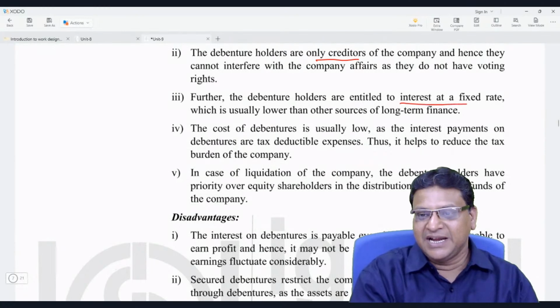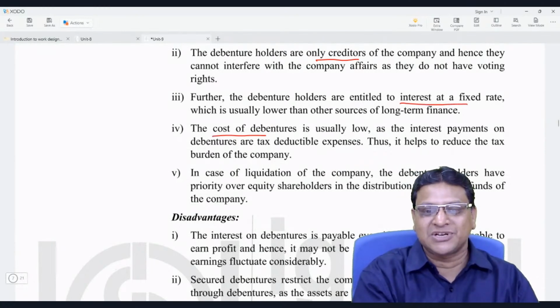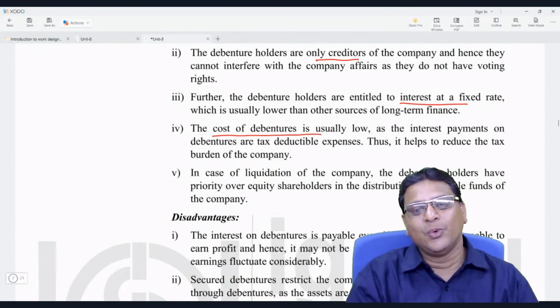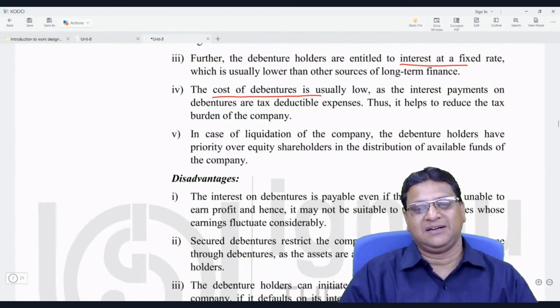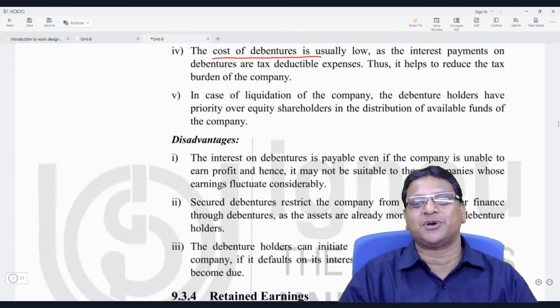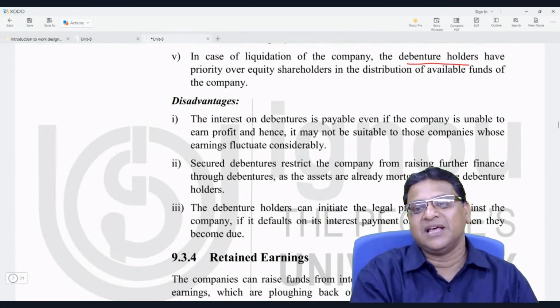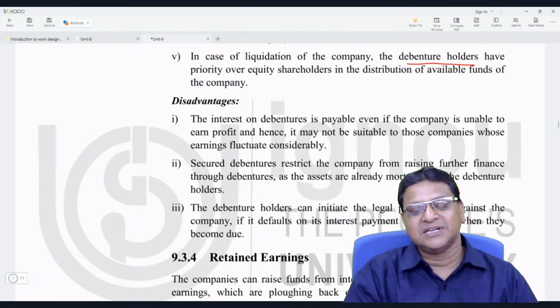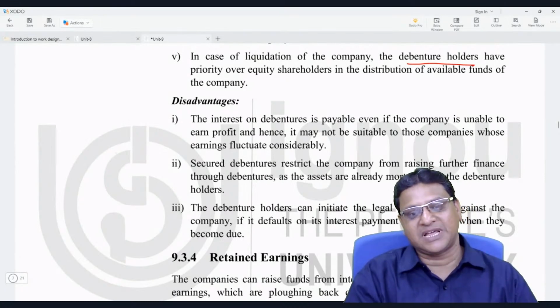The rate of interest on debenture is fixed, and the cost of debenture is normally lower than the cost of preference share or cost of equity share. In case of liquidation of the company, first debenture holders take back their money. If anything remains, then preference shareholders take, and at last equity shareholders take the money.